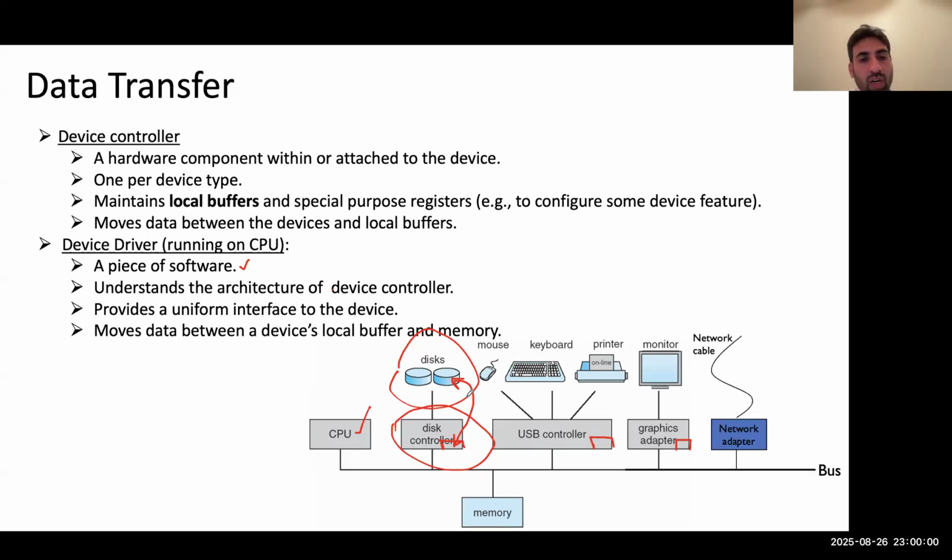So device drivers provide a uniform interface to the operating system for the devices that they are controlling. And their job is to move the data between a device's local buffer and memory. Remember, the job of the device controller was to move the data from the device, for example the disk here, into its local buffer. And then the job of the device driver, which is running on the CPU, is to move the data from the local buffer of the device controller into the memory, or vice versa.